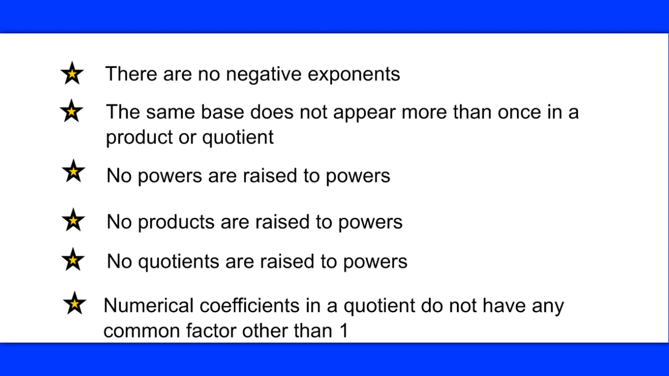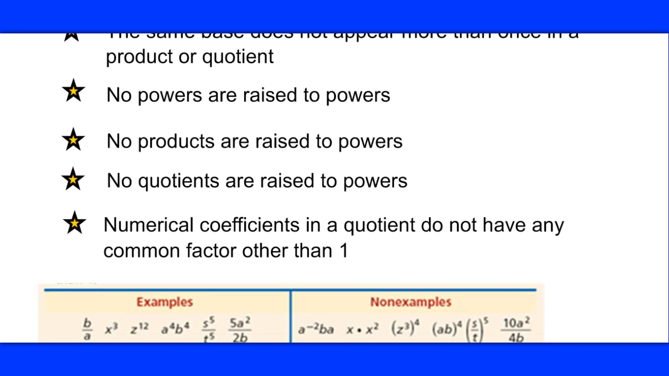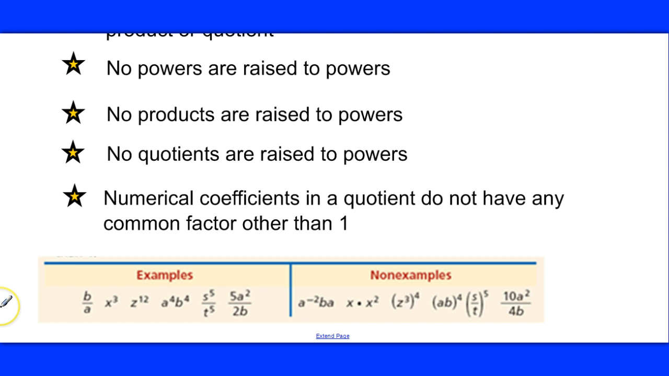And there are no numerical coefficients that do not have a common factor other than 1, which basically means that there's no numbers that are not reduced. Now, here's some examples of expressions that are simplified, and here's some examples of expressions that are not simplified. You'll notice this one has a negative exponent. This one you have two bases that are the same that you're multiplying. You need to go ahead and put those together.